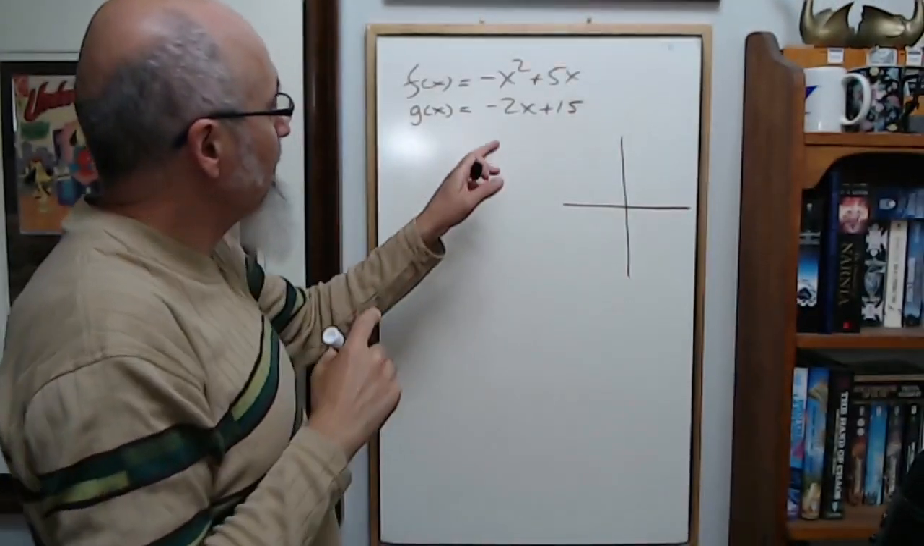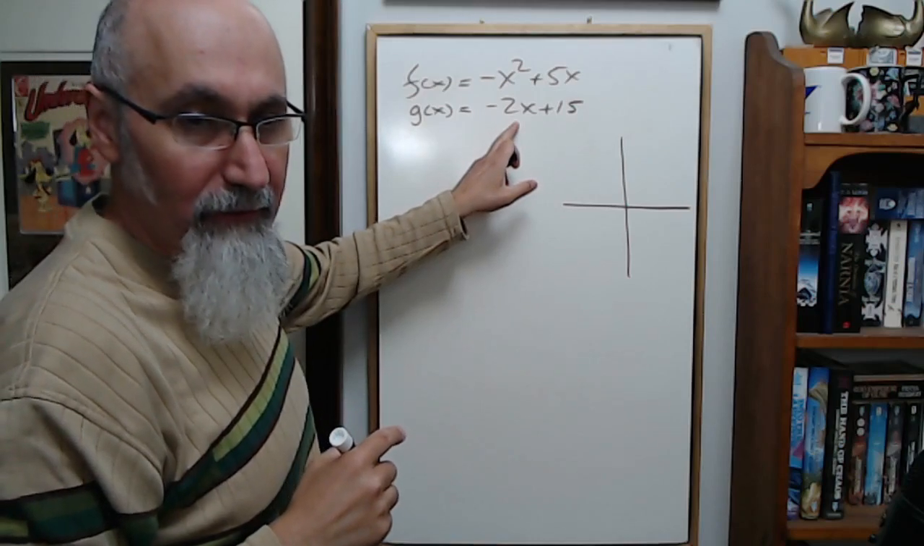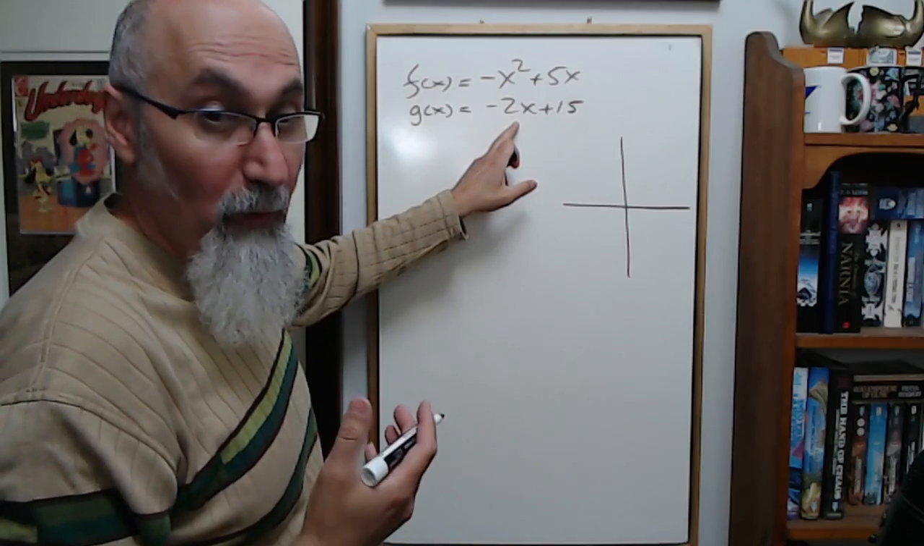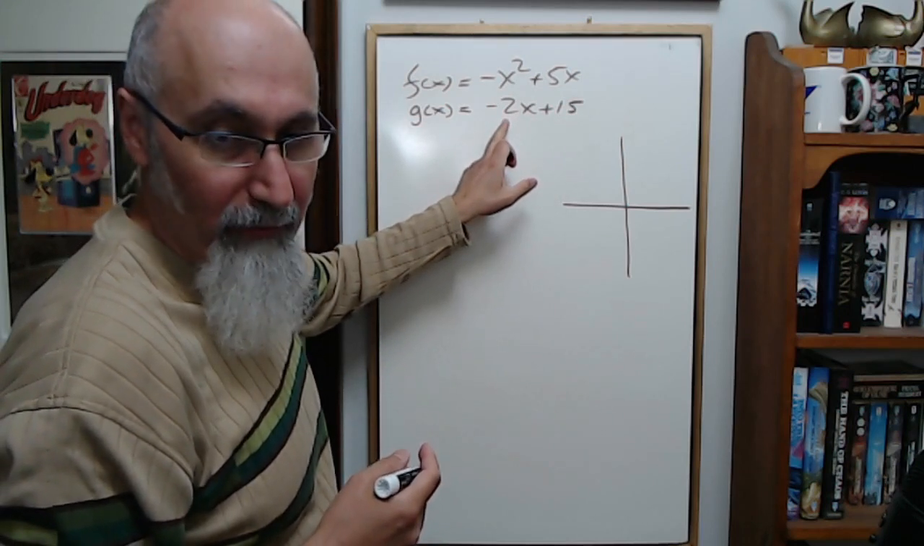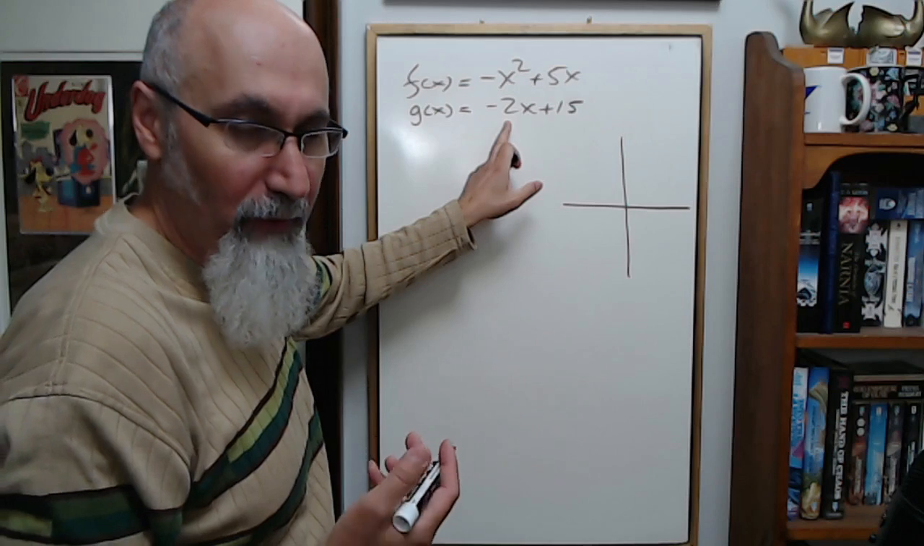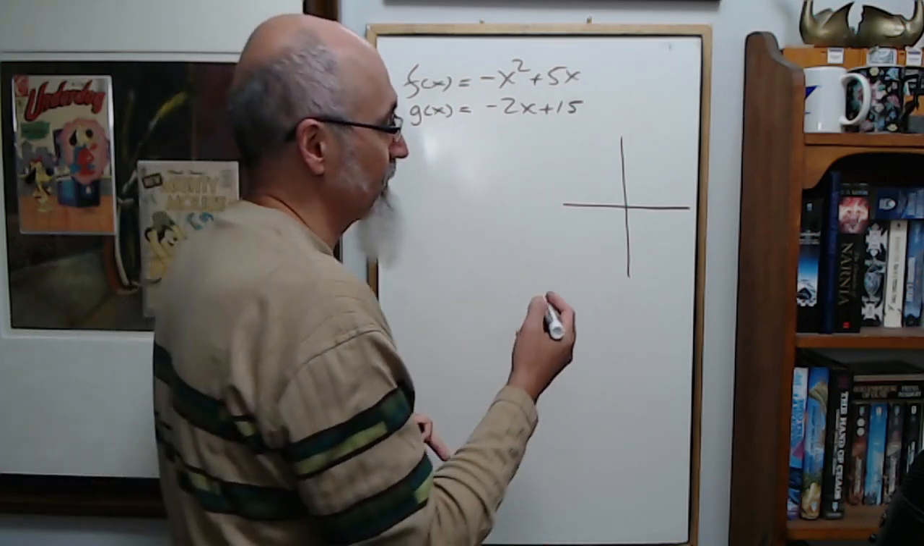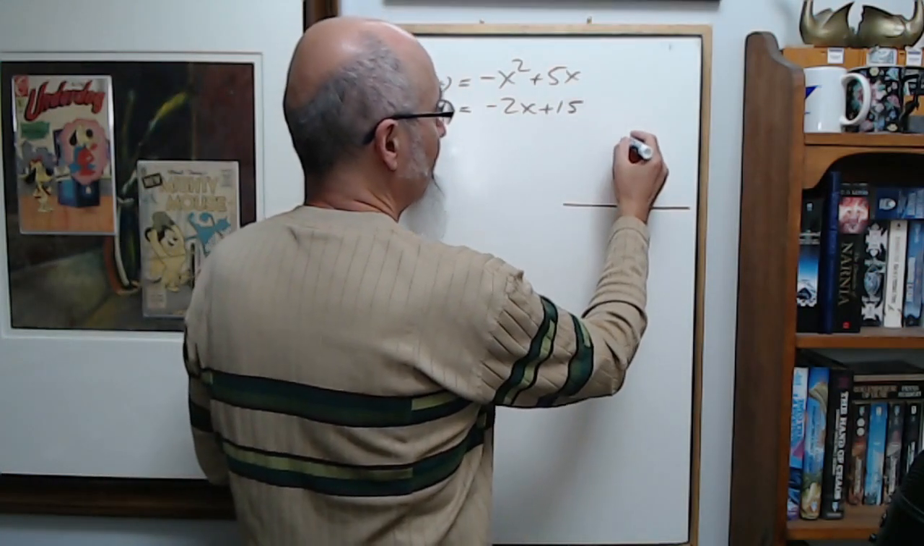This one is a linear graph, right? Which follows the principle y equals mx plus b. That's the y-intercept. That's the slope, right? You go to the y-intercept and you do the slope. That's how you graph lines, right? So we're gonna go up to 15. Let's take it up here.